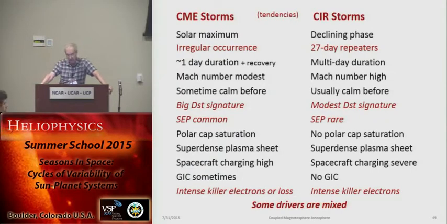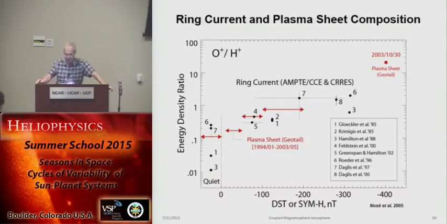CMEs are episodic. They're not recurrent. They tend to be much bigger in terms of Dst. Solar energetic protons are more common with the CME storms than with the CIRs. And there are other features. But as with all weather-type things, it's not just either-or. Things can be quite mixed in some cases.